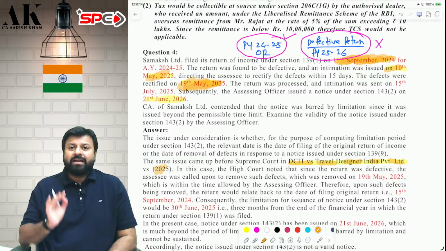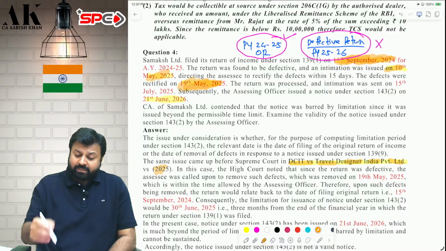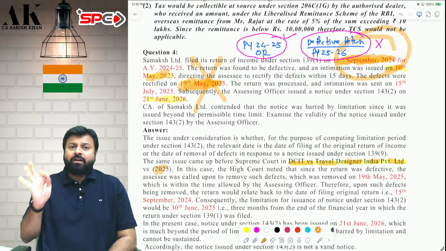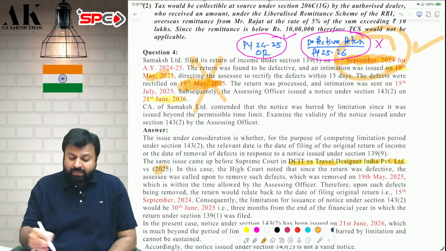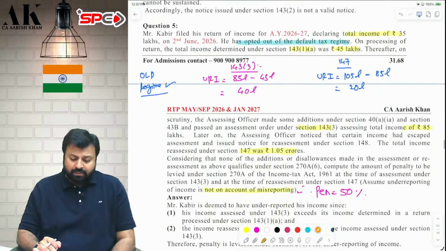So the Supreme Court said that the 3 months from the end of the financial year in which the return is furnished will be counted from the year in which the original return is furnished and not the rectified return. So 3 months from the end of the financial year will be counted from the financial year in which the original return is furnished and not when the defective return is furnished. I hope it is clear to all of you. So this is what this question is all about.